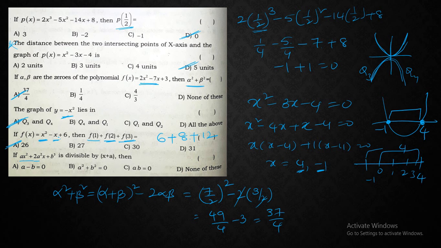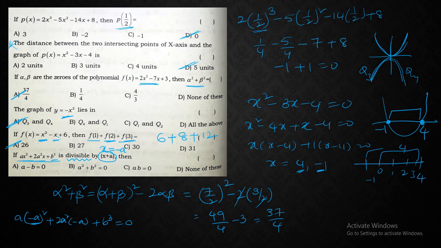Next, ax square plus 2a square x plus b cube is divisible by x plus a. So x plus a means what do I need to substitute? x is equal to minus a. When I substitute x is equal to minus a, he said divisible, he is not saying divided by. Divisible in the sense it is exactly dividing, right? Now when I simplify this, a into, what am I going to get? Minus a square plus 2a square into minus a plus b cube is equal to 0.